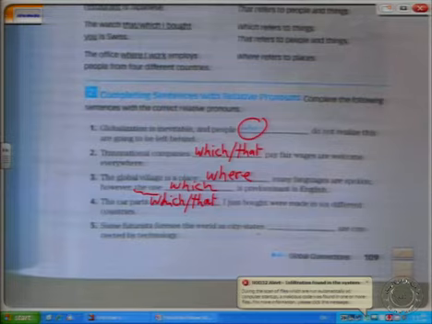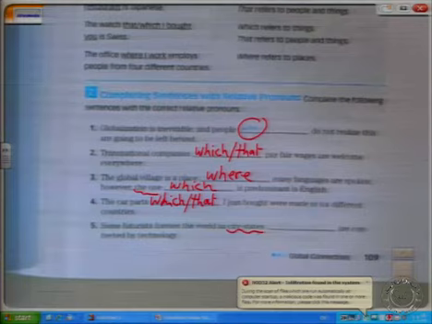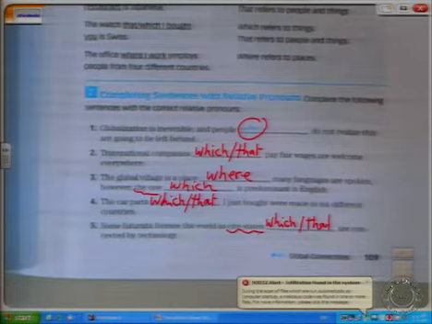Next, number 5, some futurists foresee the world as city-states. City-states, what do you think? This is place. City-states are places. So, some futurists foresee the world as city-states, blank, are connected by technology. If you continue reading the sentence, we know that these are things. So we use which or that. Which or that are connected by technology.